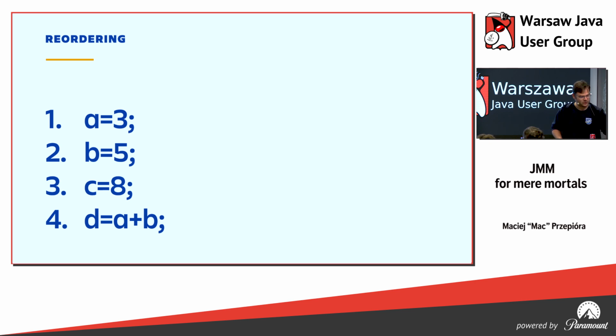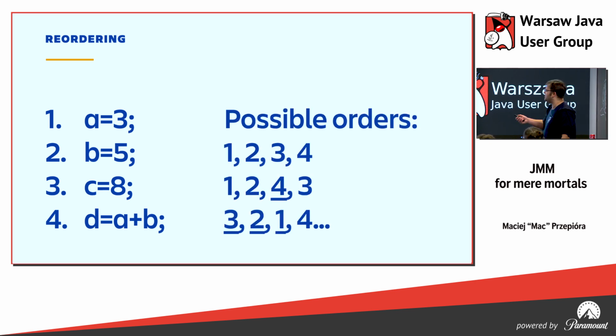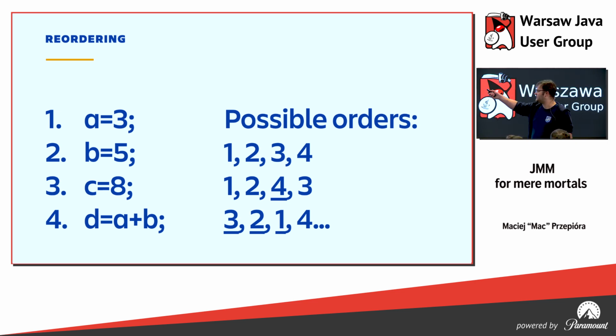But the thing is that with modern CPUs, the actual order of execution on the CPU might not necessarily be 1, 2, 3, 4. You can have a different order because the CPU decided that it's going to be faster, for example, but the end result will still be the same. So when this block of code is executed, we will always have at the end A equal 3, B equal 5, C equal 8, and D equal 8 as well. But we can have the third instruction executed first by the CPU. We can have the second instruction executed second and the first as a third. So that's a list of possible orders.